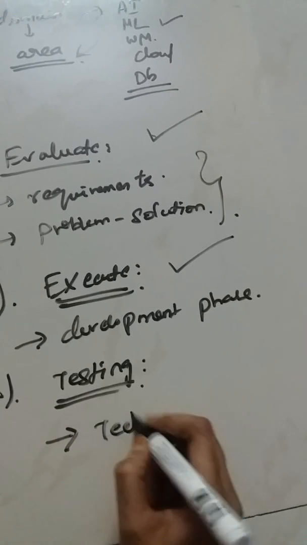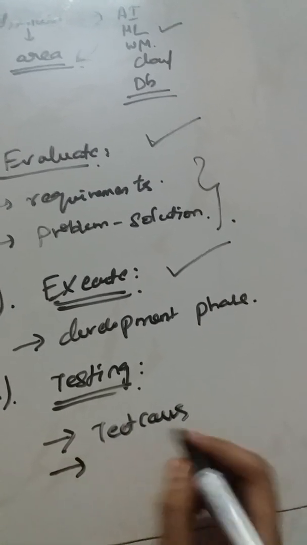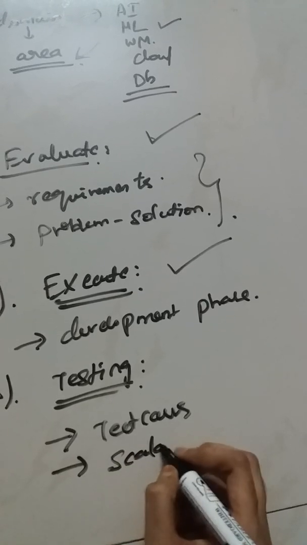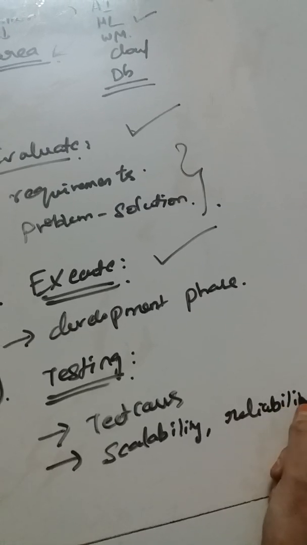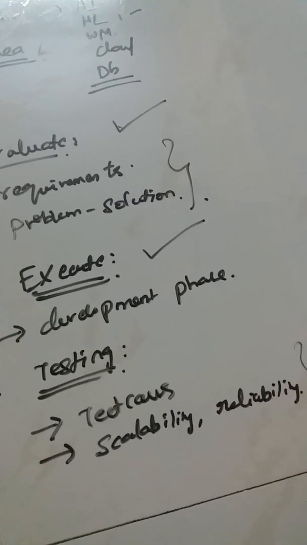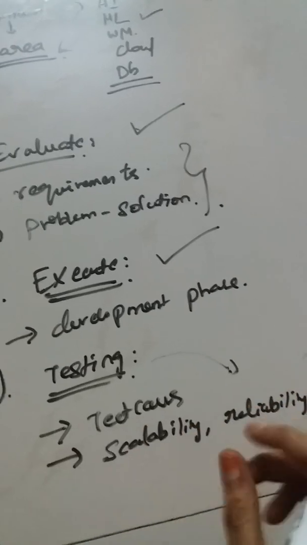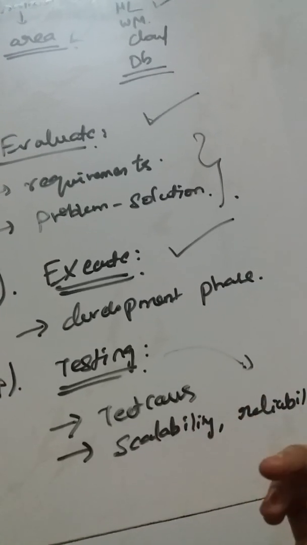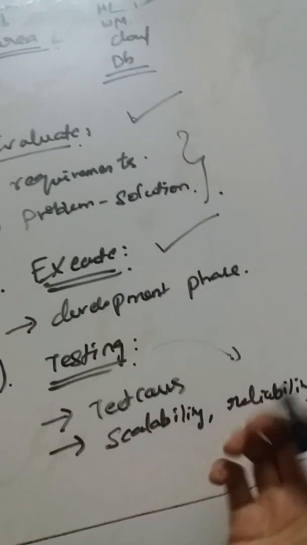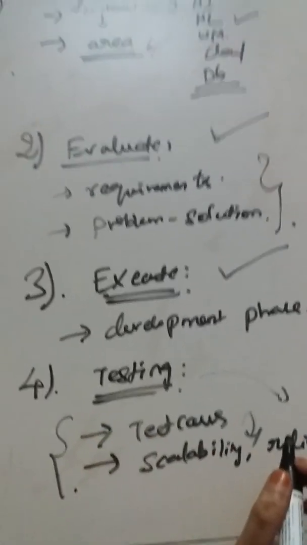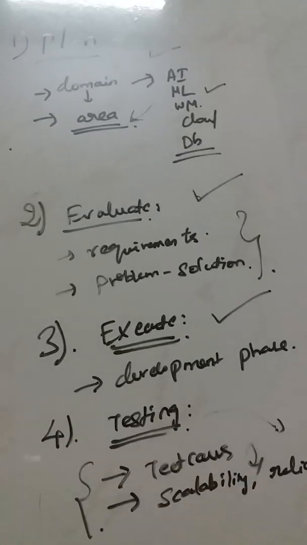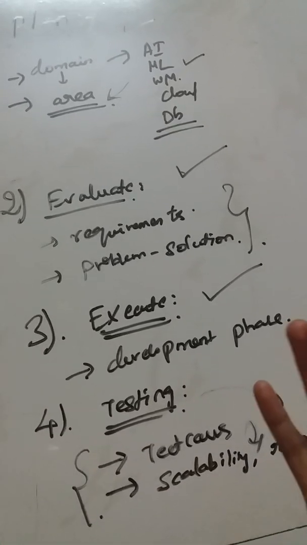So testing normally deals with test cases, and next it deals with scalability and reliability. Those are the steps it needs to cover in the testing phase. You need to test your application with different kinds of test cases to come to a conclusion about scalability. So these are the steps it covers in the testing phase. I have just covered only the basic things required to develop a project.